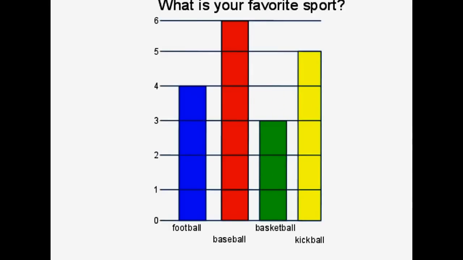Well, I'm going to ask you a few questions using this bar graph. What is the student's favorite sport? Did you say baseball? You'd be correct. Baseball had 6 votes. What is the student's least favorite sport? Did you say basketball? Basketball had the least number of votes with only 1, 2, 3. Well, let's do a comparing problem. How many more people liked baseball than basketball?